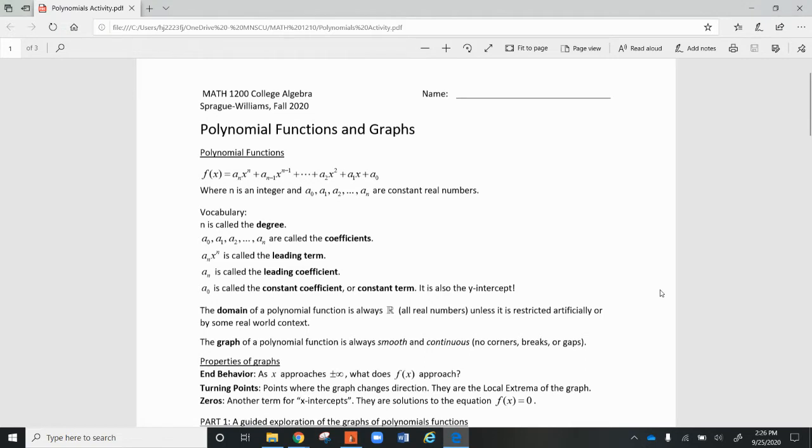Okay, good. So we're going to start talking about polynomials. This is for section 5.2. 5.2 introduces two types of functions: power functions and polynomial functions. And the power functions are really sort of just a simple case of a polynomial. So we're going to start with a little bit of vocabulary.